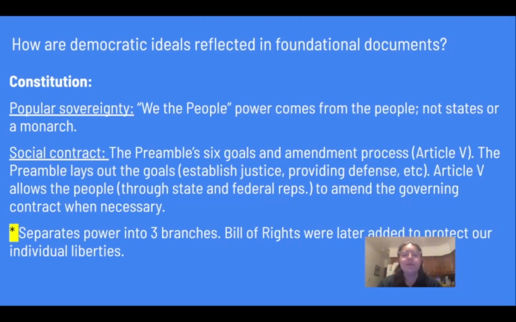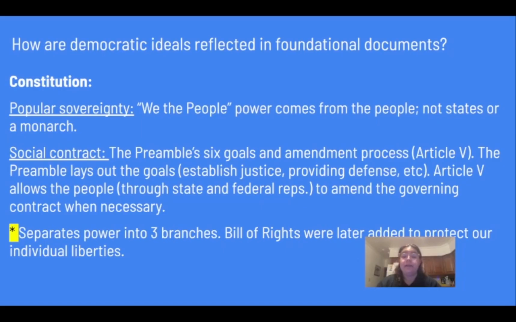Popular sovereignty, probably the most obvious one, is in the opening lines, the preamble: we the people. Power comes from the people, not states or a monarch like King George. It comes from us, consent of the governed. Social contract: the preamble actually has six goals, and the Constitution also includes an amendment process, which is Article 5. Again, that's talked about more in other units, but it's mentioned here early on. The preamble lays out goals: establishing justice, providing defense, equity, equality, etc. I just listed two to get you familiar with them.